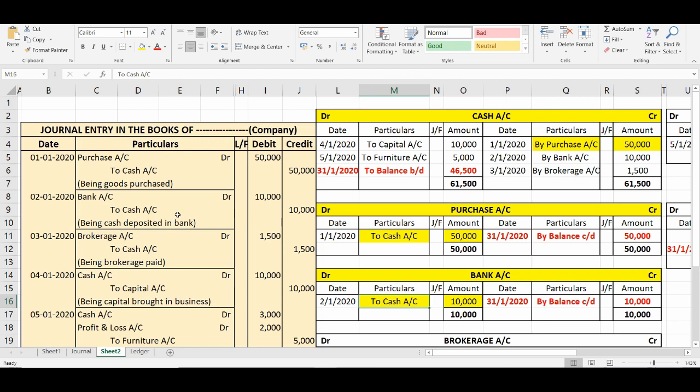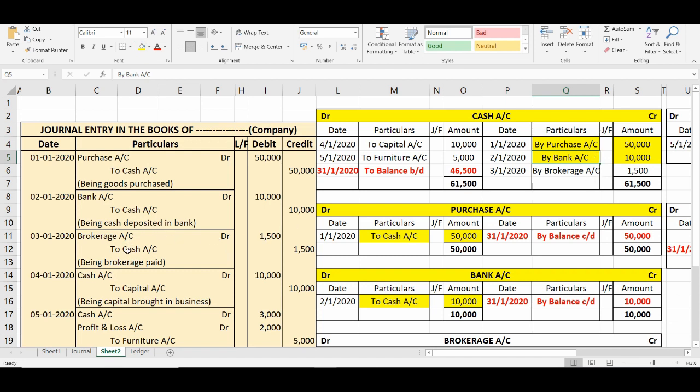Now similarly, let's see the second entry, that is "to cash account." Now cash account is credited. Therefore, in the cash ledger, on the credit side, an amount of 10,000 will be passed under the name of bank account, since it is in the name of the opposite entry.